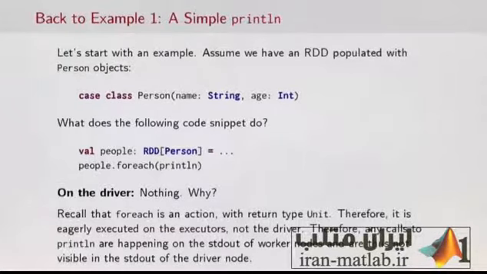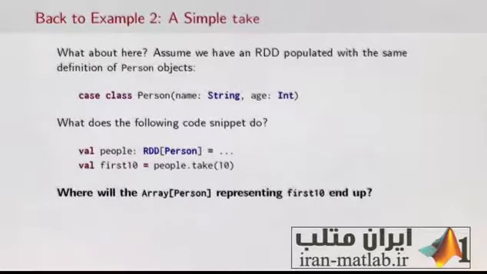Therefore, because it's an action, it's eagerly executed on the executors, and it's not being executed on the driver. So any calls to println that happen inside of this foreach end up happening on the individual worker nodes. Whatever this println is doing is being executed on the worker nodes, and it's going to the standard out of the worker nodes, which you can't see if you're looking at the standard out of the master node that you're on. So basically what this does is it prints lines on the workers that you can't see because you're sitting on the master.